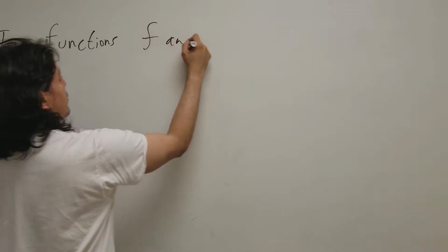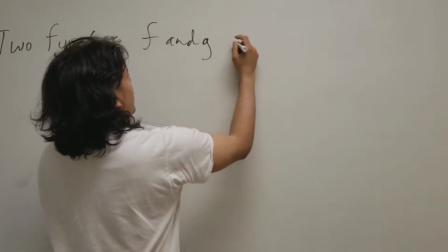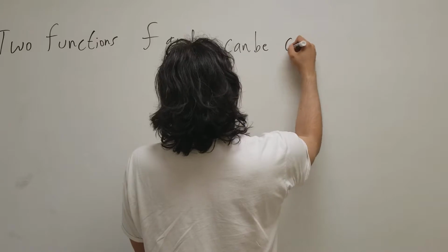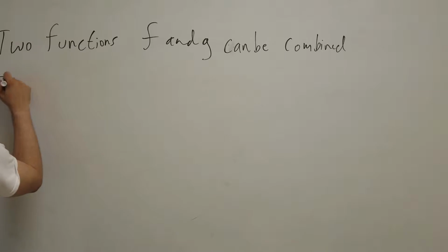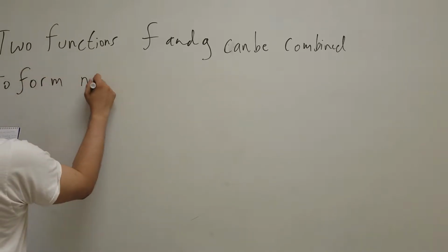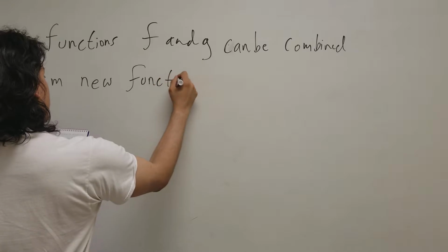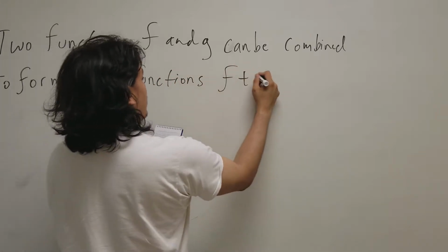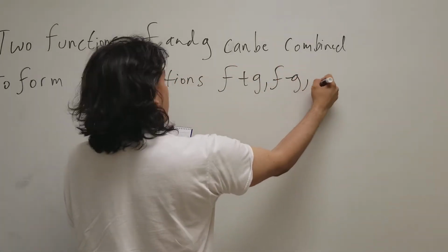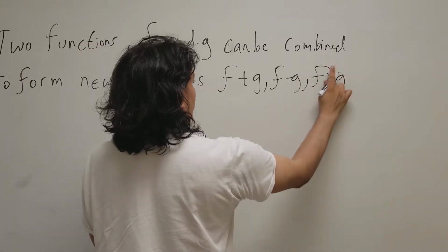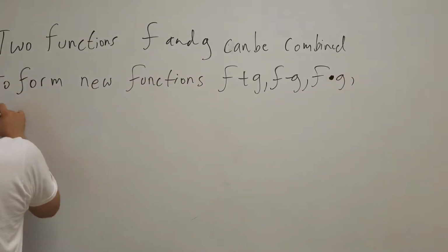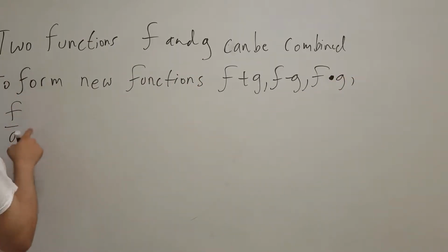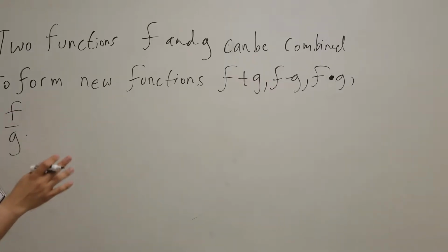Let's call them f and g. They can be combined to form new functions: f plus g, f minus g, f times g, or you put a little dot here, and f over g. So what this is saying is that you're able to add, subtract, multiply, and divide these functions.